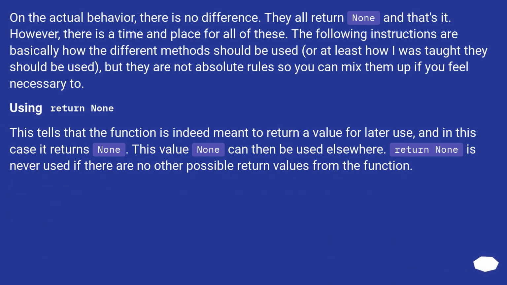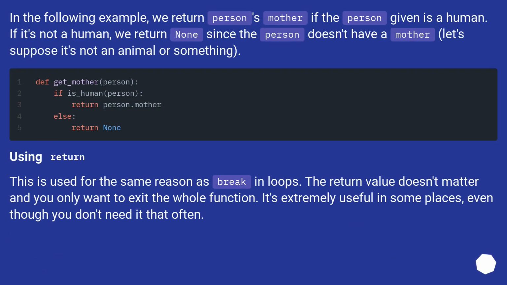Using return none. This tells that the function is indeed meant to return a value for later use, and in this case it returns none. This value none can then be used elsewhere. Return none is never used if there are no other possible return values from the function. In the following example, we return person's mother if the person given is a human. If it's not a human, we return none since the person doesn't have a mother. Let's suppose it's not an animal or something.